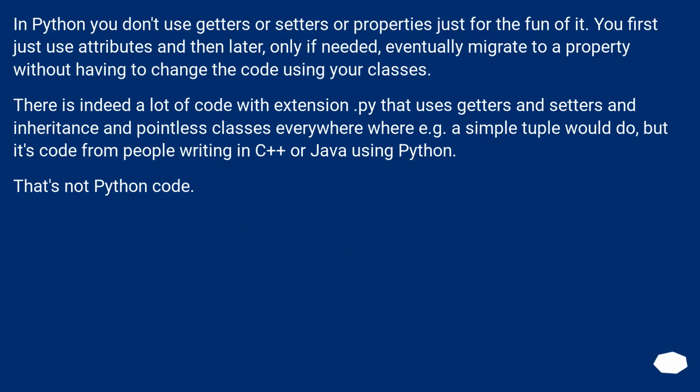In Python you don't use getters or setters or properties just for the fun of it. You first just use attributes and then later, only if needed, eventually migrate to a property without having to change the code using your classes. There is indeed a lot of code with extension .py that uses getters and setters and inheritance and pointless classes everywhere where, for example, a simple tuple would do, but it's code from people writing in C++ or Java using Python. That's not Python code.